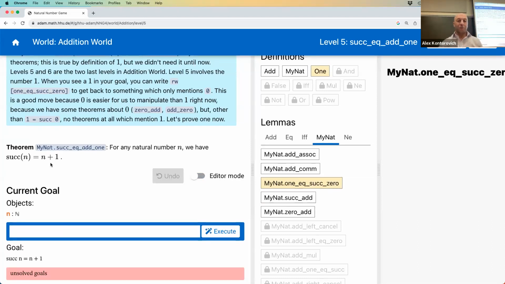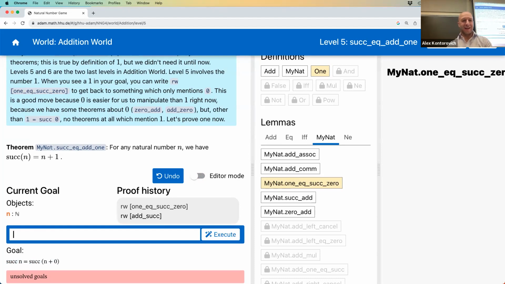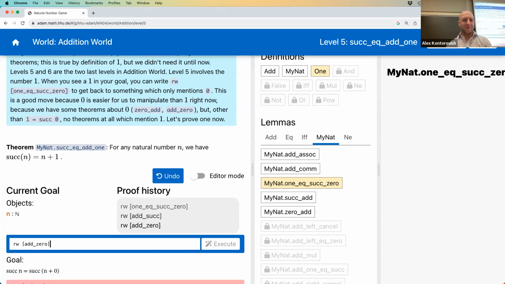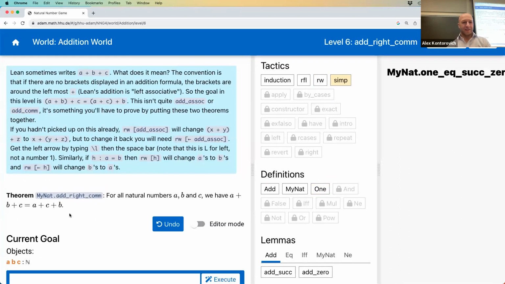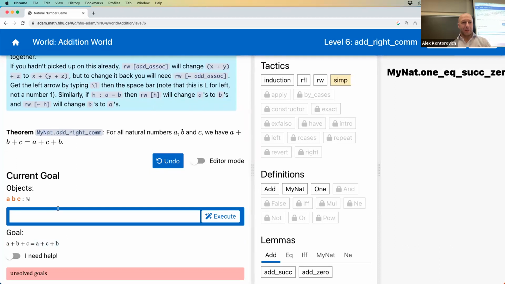Right. So what is 1? 1 by definition is the successor of 0. So let's rewrite that. Rewrite 1 equals successor of 0. Now we have that. add_succ, and then add_zero. And now REFL. Okay. What is this? This is add_right_comm. So if I add on the right to A plus B, or if I add on the right to A and then add B, what do you want to do with this?